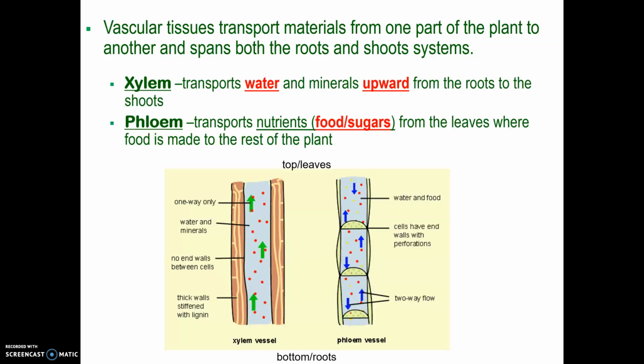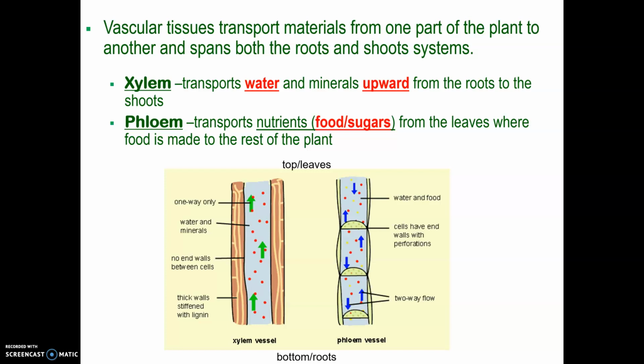The next part of this lesson talks about our vascular tissues. Vascular tissues are the things that you have inside your plant stem that help to move things around. This is very similar to our bloodstream in human beings. With this vascular tissue, there are two kinds. We've got xylem, which helps transport water and minerals up. So this starts in the roots and goes up.